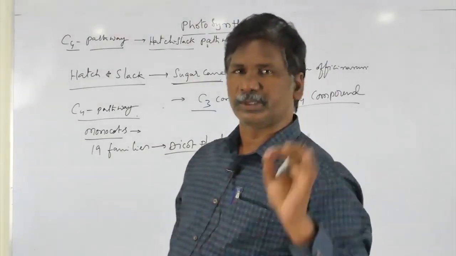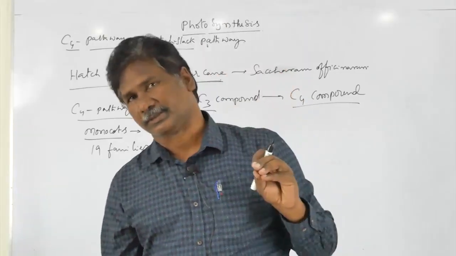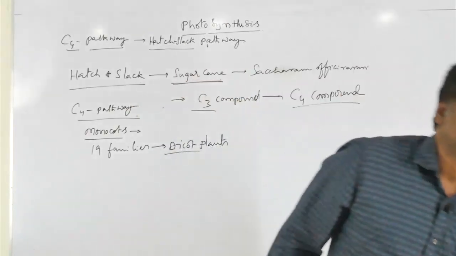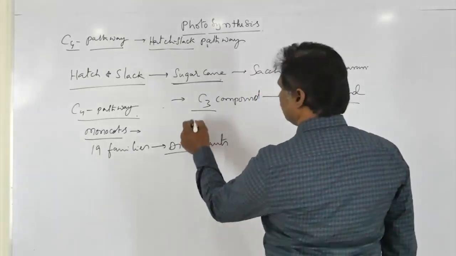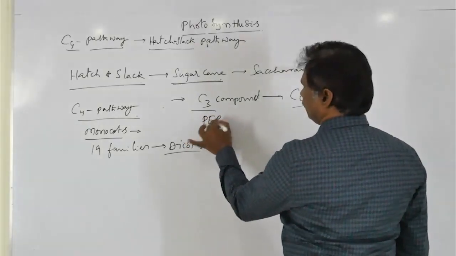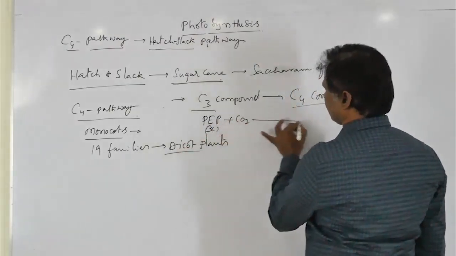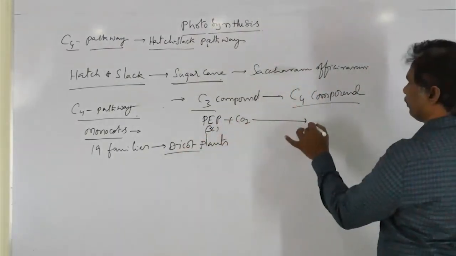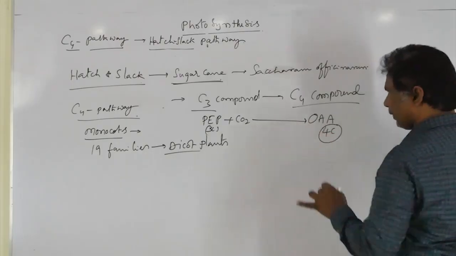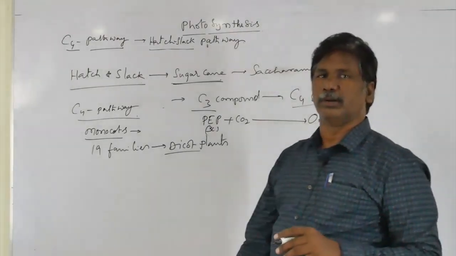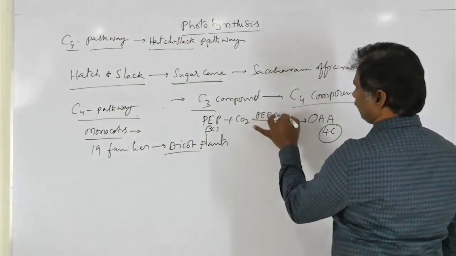How can you tell C4 from C3? C3 means the first formed compound is phosphoglyceric acid, which has 3 carbons. In the C4 pathway, the primary acceptor of CO2 is phosphoenol pyruvic acid, which combines with carbon dioxide to form oxaloacetic acid as the first compound. Oxaloacetic acid has 4 carbons.